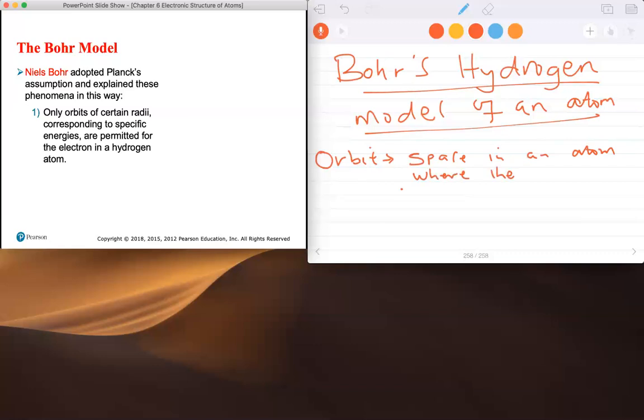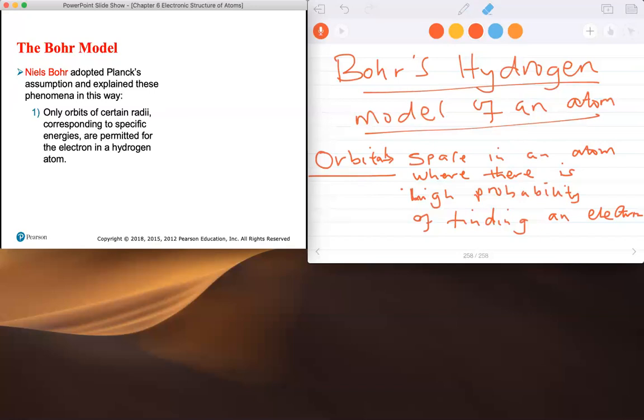Where there is a high probability of finding an electron. When we say orbits, radius, no, this is orbital, sorry about that. This is orbital, spelled O-R-B-I-T-A-L right here.